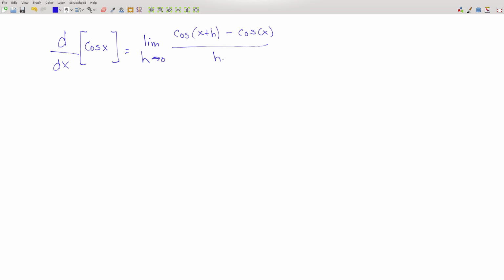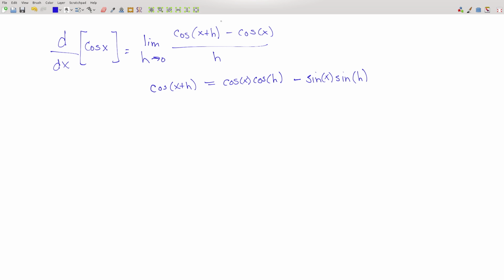x, and this whole thing is over h. The trick is how to handle the cosine of x plus h, and you should remember from Algebra 2 trig, there were some formulas for finding the trig value of the sum of two angles. And if you remember back, look in your notes or look it up, you can find that the cosine of x plus h is actually the same as the cosine of x times the cosine of h minus the sine of x times the sine of h.